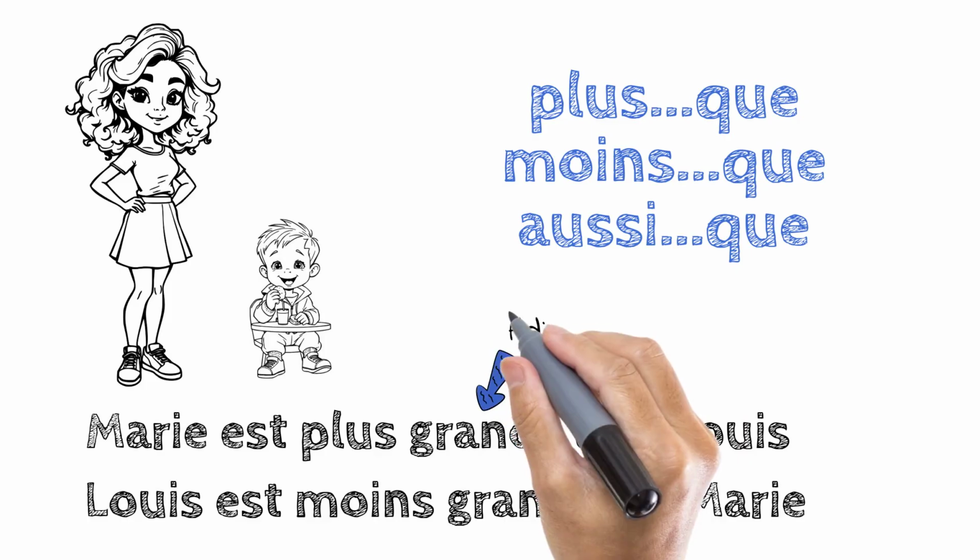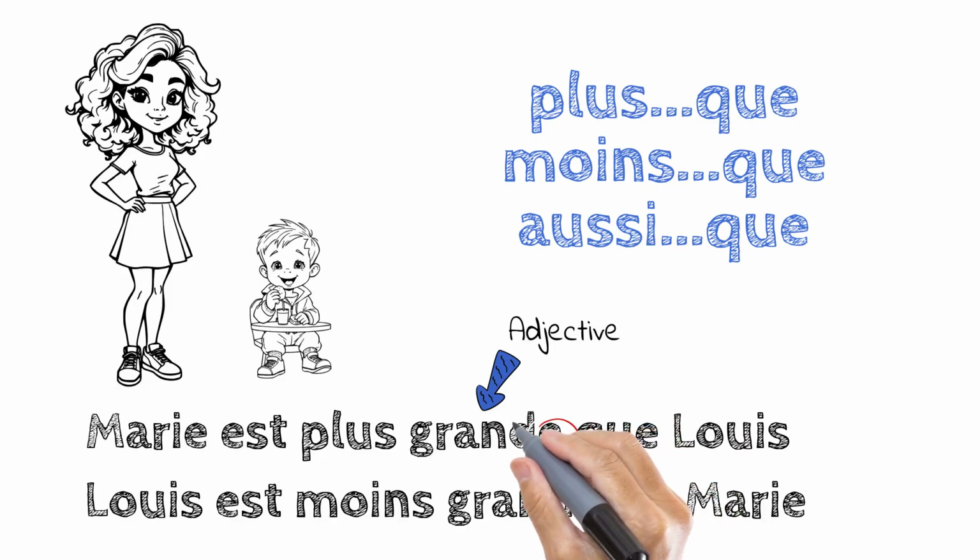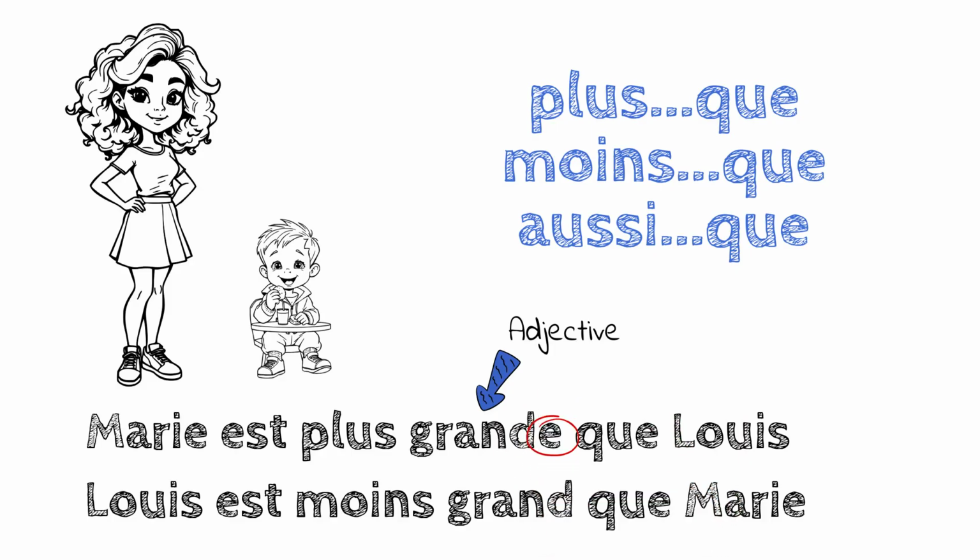The other important thing we have to note is that the adjective must agree with the noun that it's describing. So in Marie's case, because she's a girl, we have to put the E. When we switch the sentence to start with Louis, we take the E away because he's a boy.